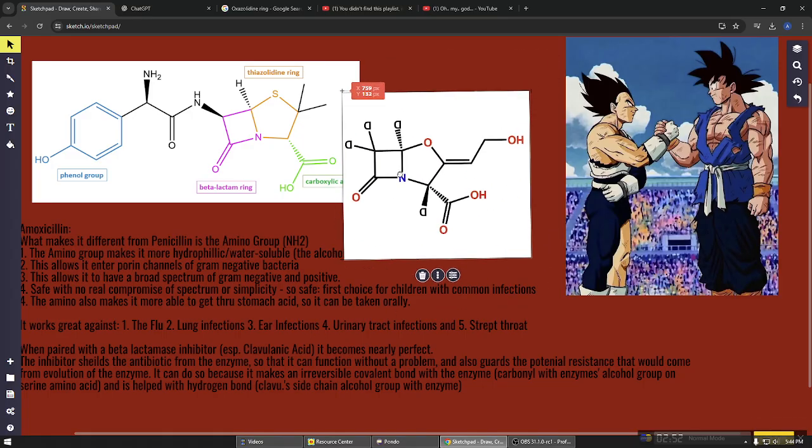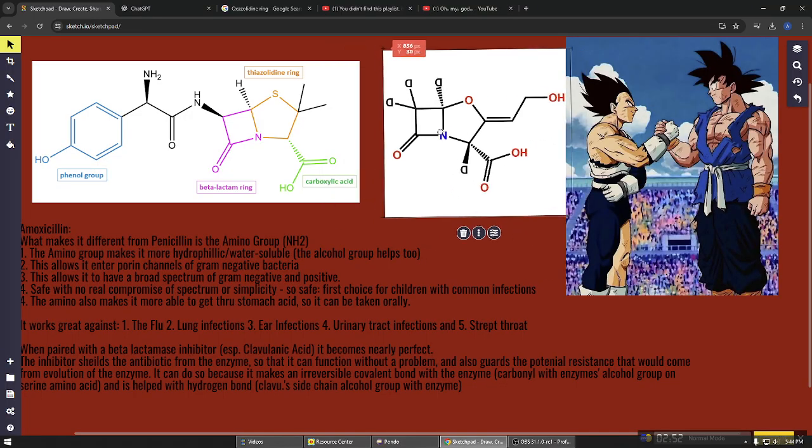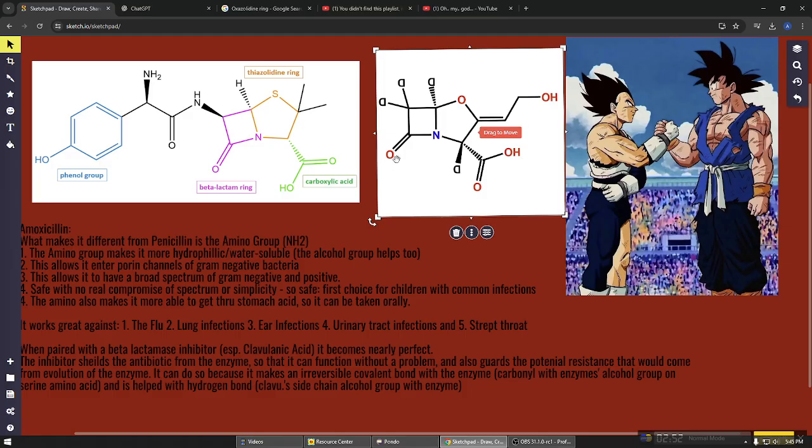So this works by making an irreversible covalent bond with the enzyme. So the carbonyl, right? The carbonyl does its job, and the alcohol group. So these bind onto the enzyme. So the carbonyl binds with the alcohol group of the enzyme, it's an amino acid, and that's the really important part, right? The carbonyl. And it's backed up by the hydrogen bond made by clavulanic acid's side chain alcohol group. It's backup, and that's basically it.